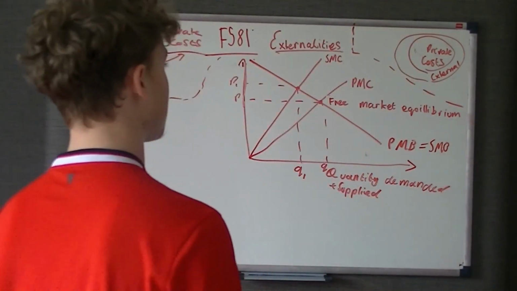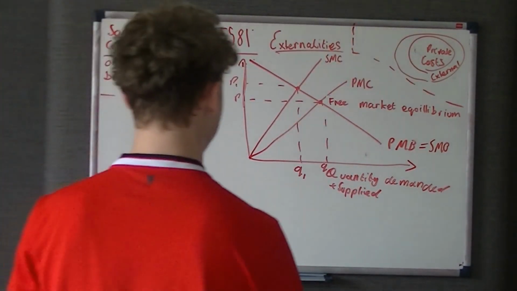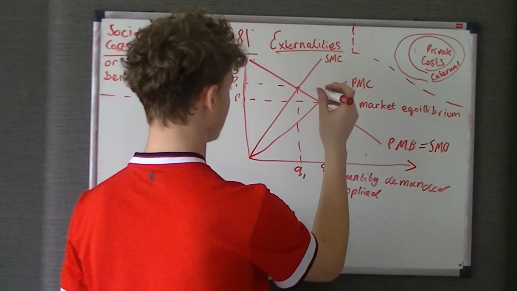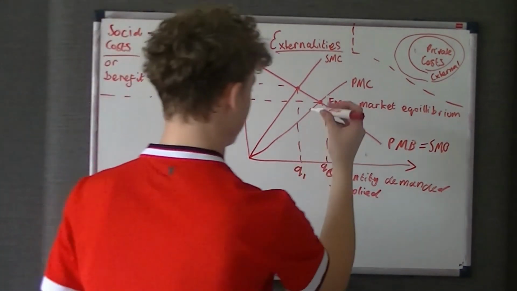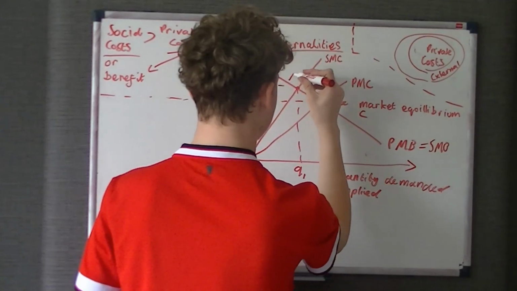So that's your free market equilibrium. And then up here, have I labelled it A and B? Sorry. Yeah. So we'll label that point C, we'll label that point A.